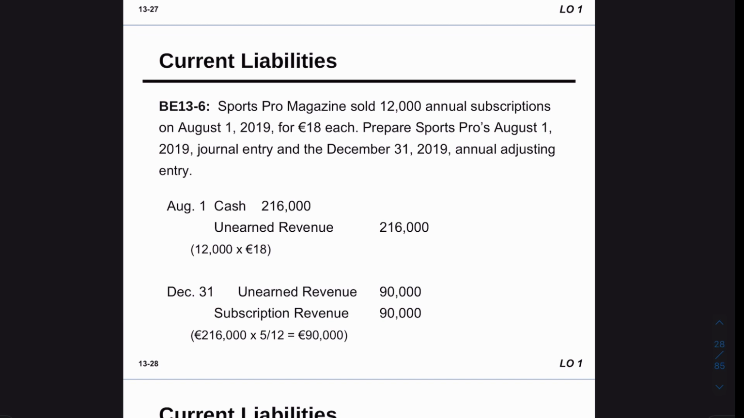Okay, but by how much? It's 216,000 multiplied by 5, because from August 1 till December 31, only 5 months have passed, and it's considered an annual subscription. So we will divide 5 by 12, and you're going to have 90,000. We will debit unearned revenue and credit subscription revenue.